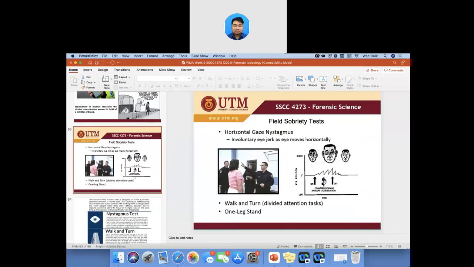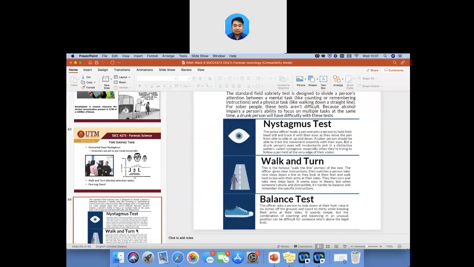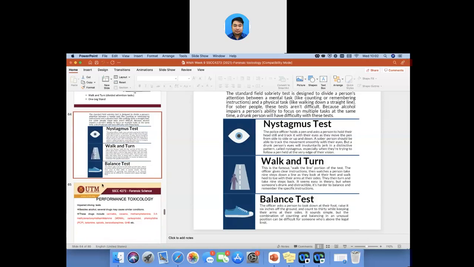For the field sobriety test, you would have horizontal gaze nystagmus, an involuntary eye jerk as the eye moves horizontally, the walk and turn, undivided task attention, and the one leg stand. You would have more understanding by reading this, with the nystagmus test, walk and turn test, and balance test. This is important for you, as a forensic toxicologist, to know the tests that have been done on a person while driving under the influence.